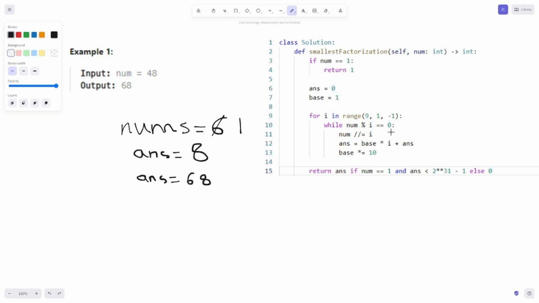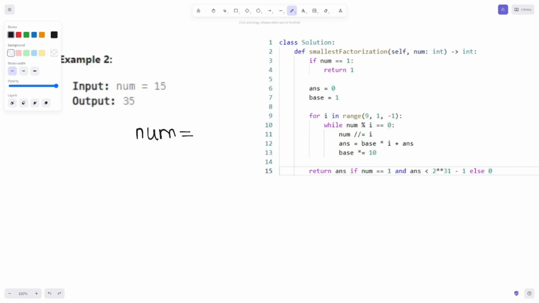Okay, and now that num is equal to 1, and we've looped through every single value, we will not need this modulus for any other value. So now we can simply return answer since num is equal to 1 and answer is less than this massive number.